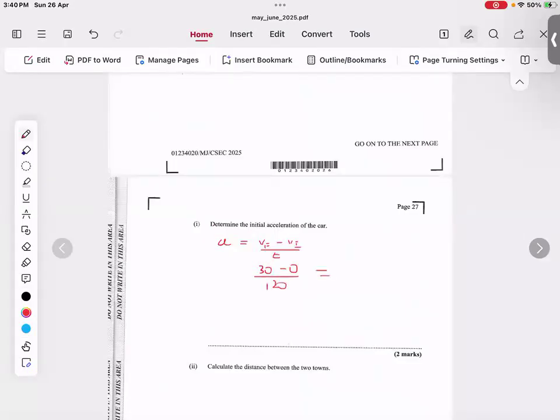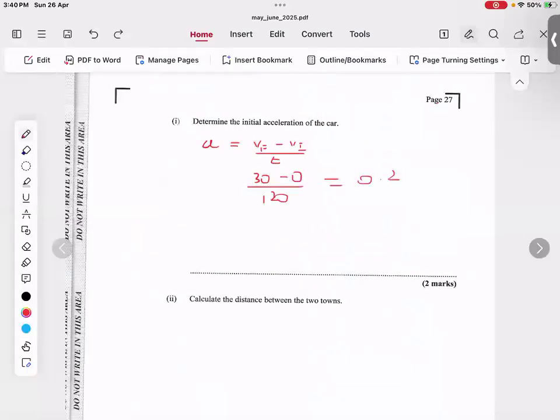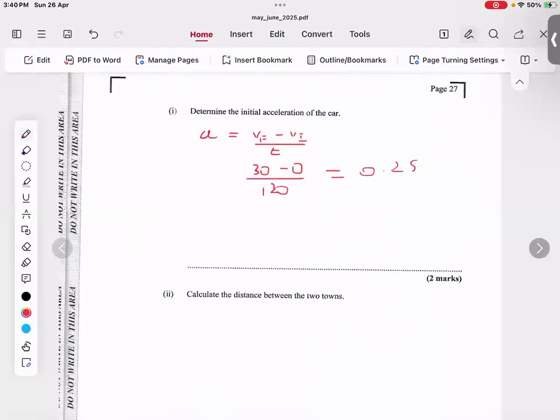All right, so go ahead and do that calculation for me. What is the acceleration of the vehicle? So 30 divided by 120, that's going to give us a quarter. Did you get 0.25 meters per second squared? Confirm? Yes. 0.25 meters per second squared. All right, that's it.